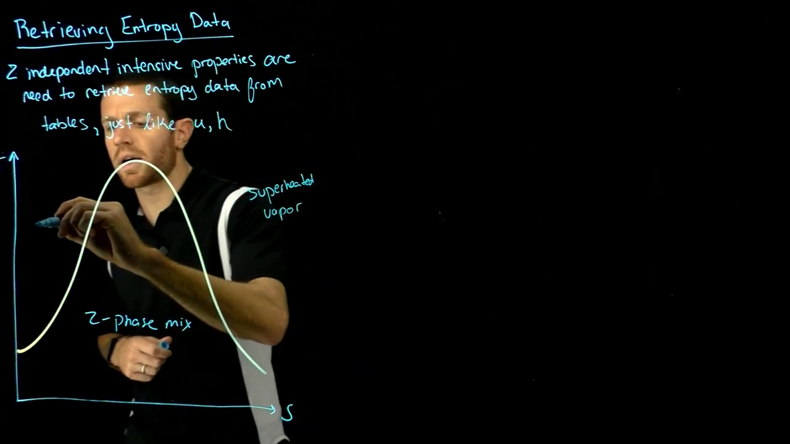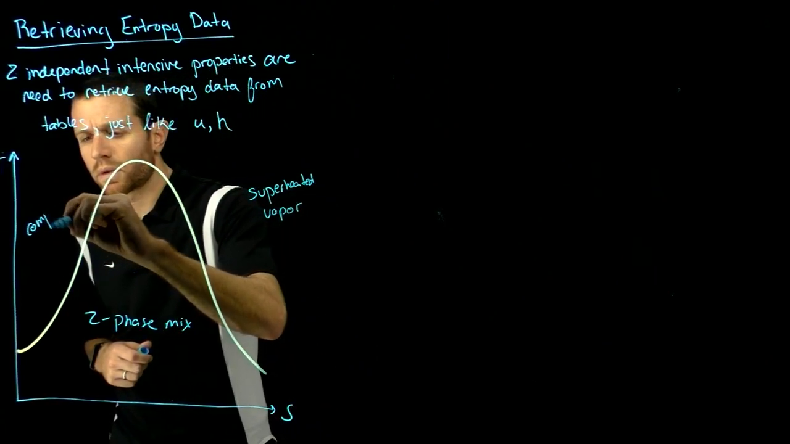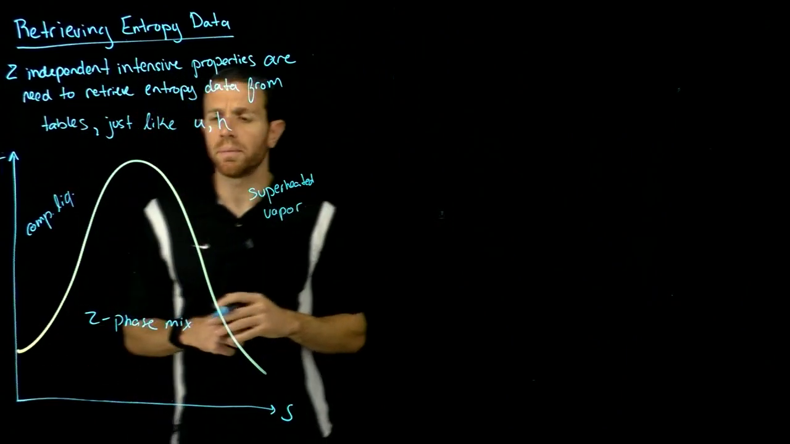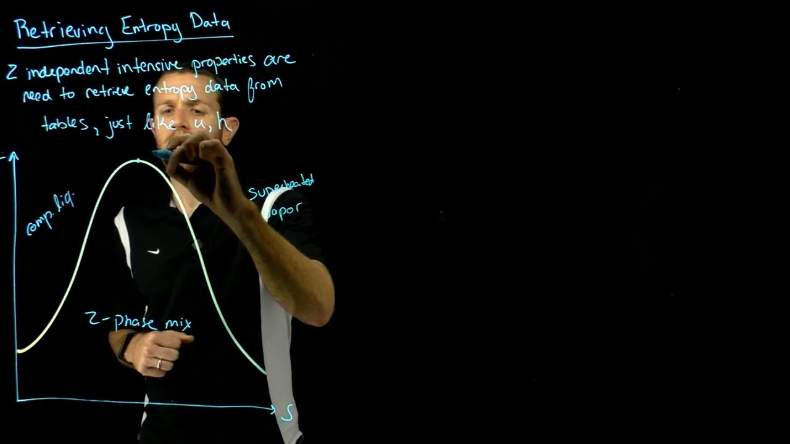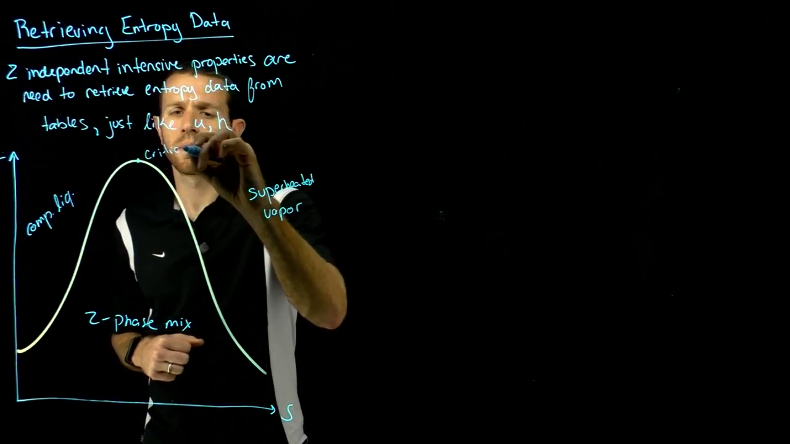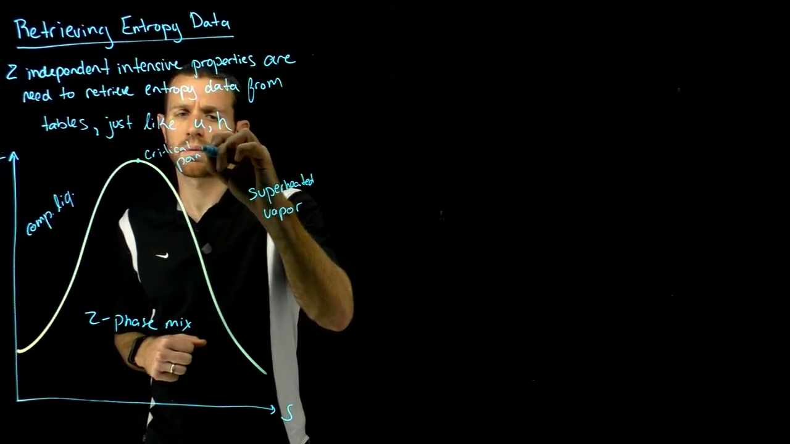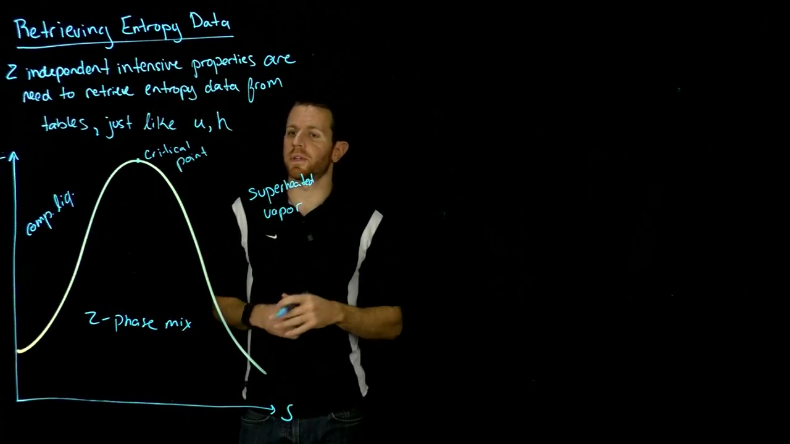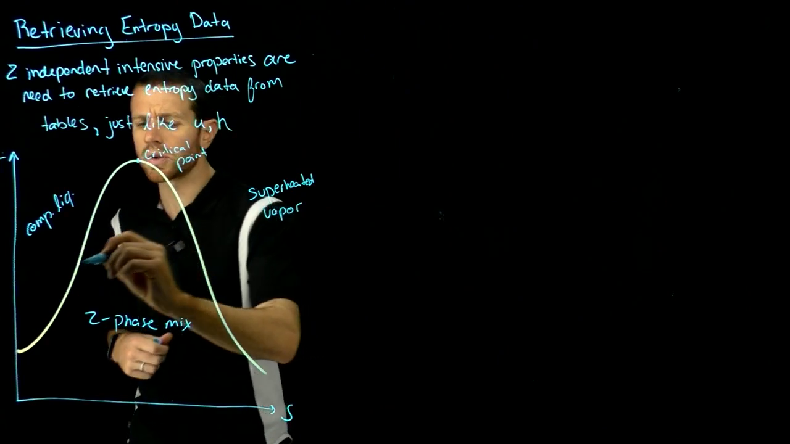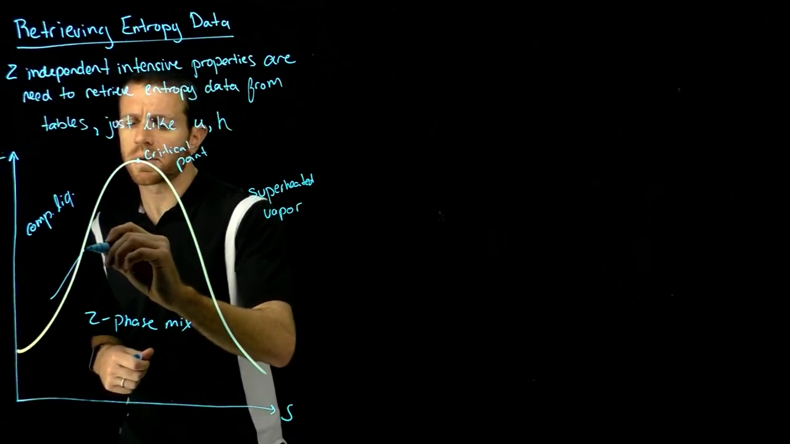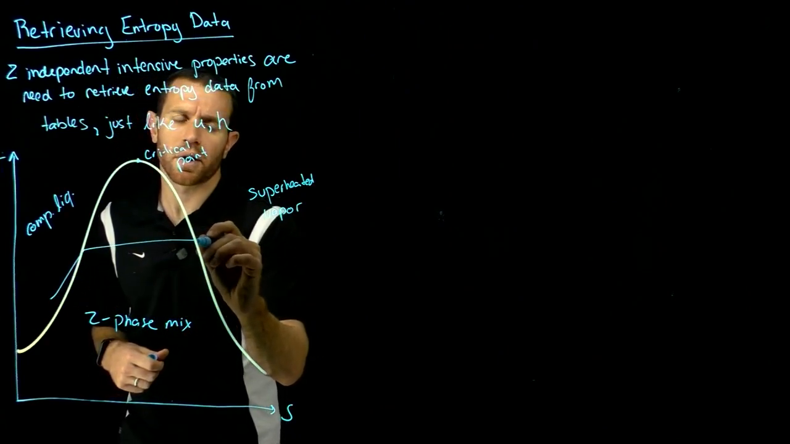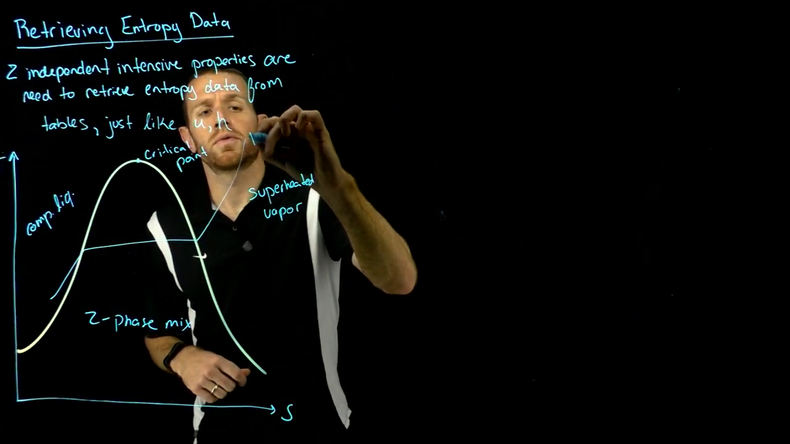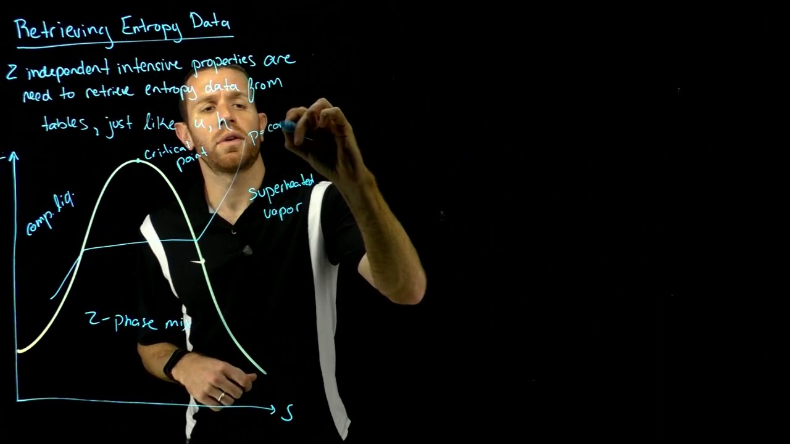On the left-hand side, a compressed liquid, or a supercooled liquid. And at the top is our critical point. And we can also draw isobars on this diagram, and those look very similar to those isobars on TV diagrams. So this would be P equals a constant here.